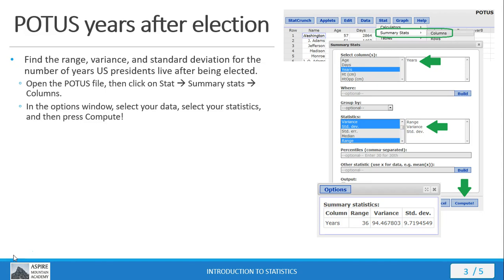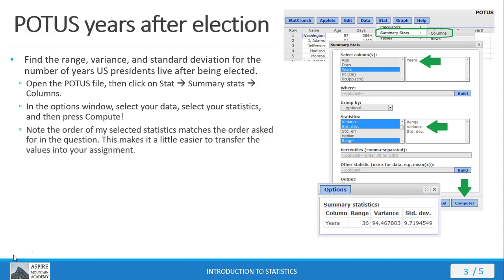Now, notice the order in which the statistics were selected matches the order in which those same statistics appear in the problem statement. That's a trick that makes it a little easier to put your answers in the answer fields in your MyMathLab assignment. So this way you don't confuse values with each other when you're entering them in.